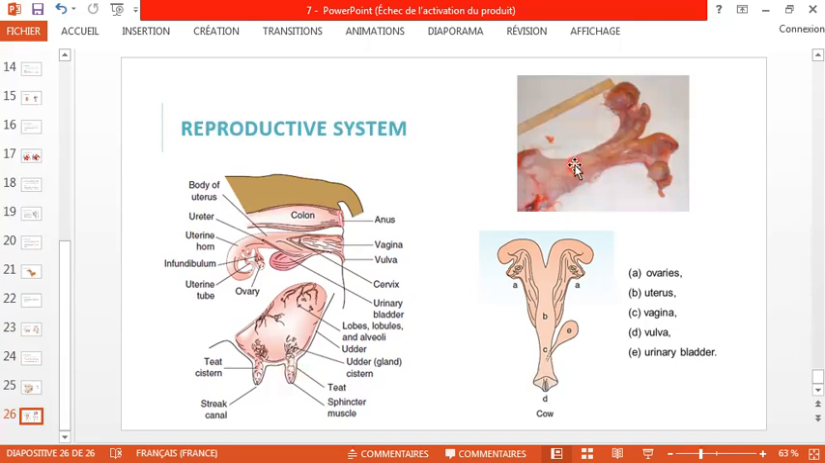Here is a real photo of this, and let's repeat the different organs of the reproductive system, the main parts. You have the ovaries on the two sides and the two uterine horns, then the vagina in the vulva, and the urinary glands of a cow, because the uterus shape differs from one species to another. And it is the end of our lesson of animal anatomy.